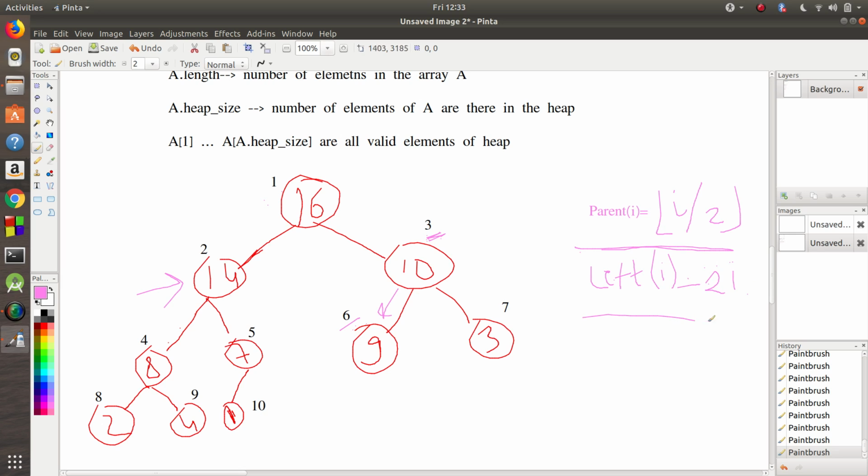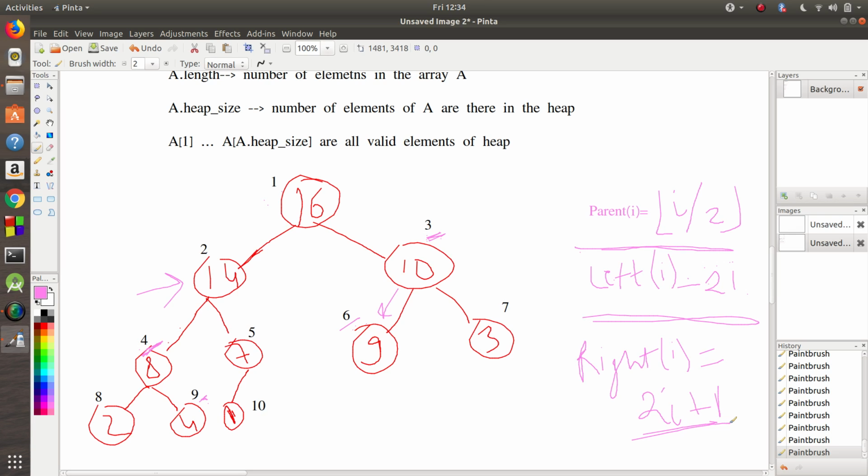Okay, then there is similarly right. So right of I is equal to, let's suppose we are talking about this node 4. So what is the index of the right child of node 4? It's 9, which is 2 into 4 plus 1. So the right of I is 2 into I plus 1. Okay, so this would give us the index of the right child.